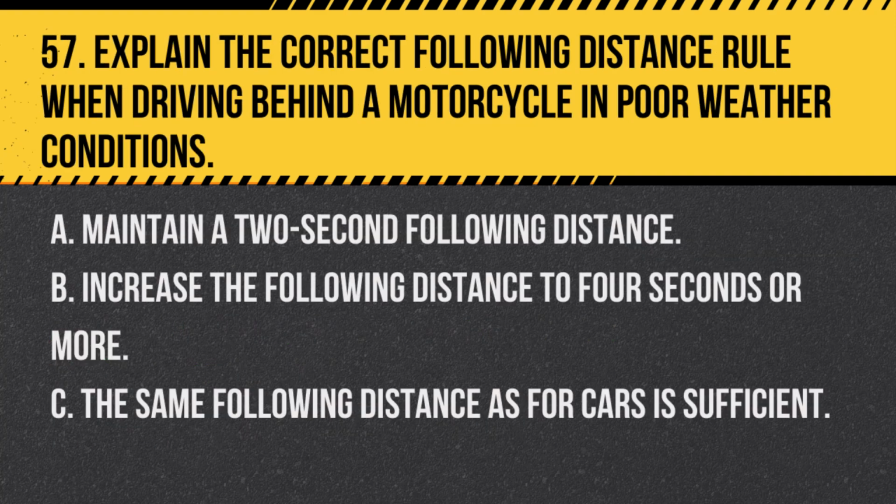Question 57. Explain the correct following distance rule when driving behind a motorcycle in poor weather conditions. A. Maintain a 2-second following distance. B. Increase the following distance to 4 seconds or more. C. The same following distance as for cars is sufficient. Answer. B. Increase the following distance to 4 seconds or more. Motorcycles can stop more quickly than cars, and extra space is necessary in poor conditions.